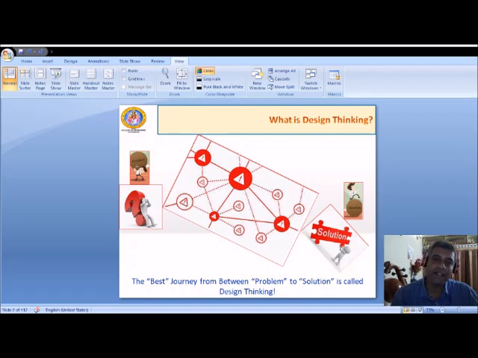In the last session, we discussed why you need to read Design Thinking in the Engineering curriculum. In this particular session, we are going to discuss what exactly design thinking is, what the general principles covered by design thinking are, and what the basic phases involved in design thinking are.